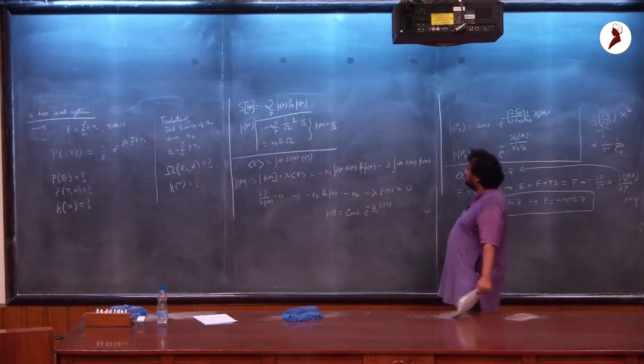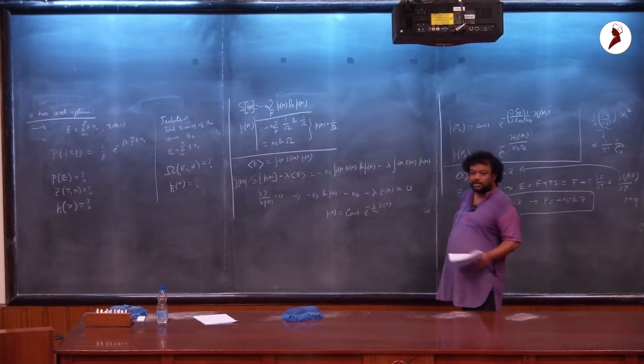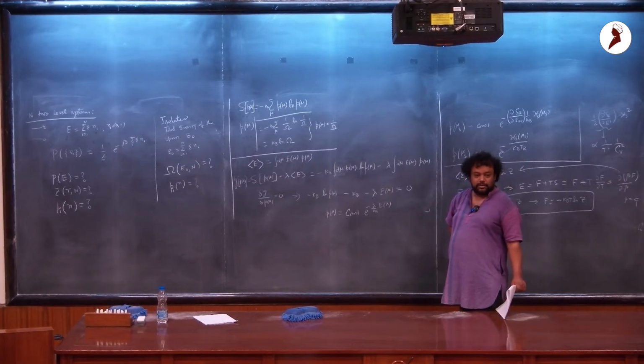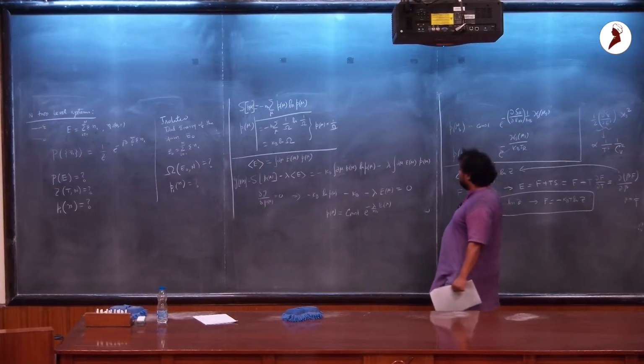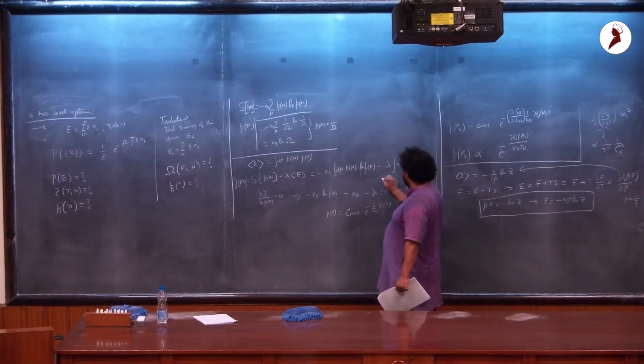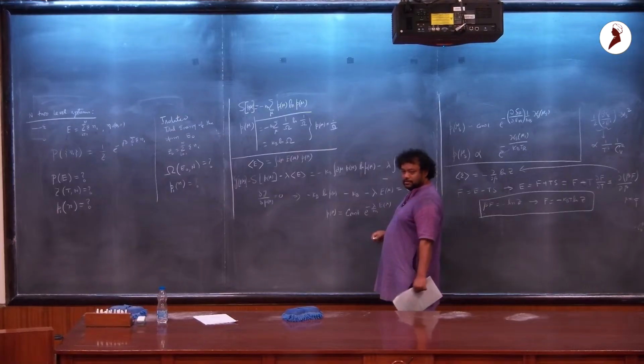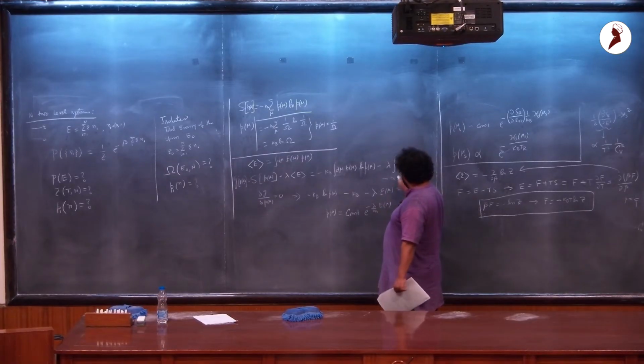I think I made a mistake. What mistake did I make? Can you tell me? I forgot to put another constant. Normalization, right?